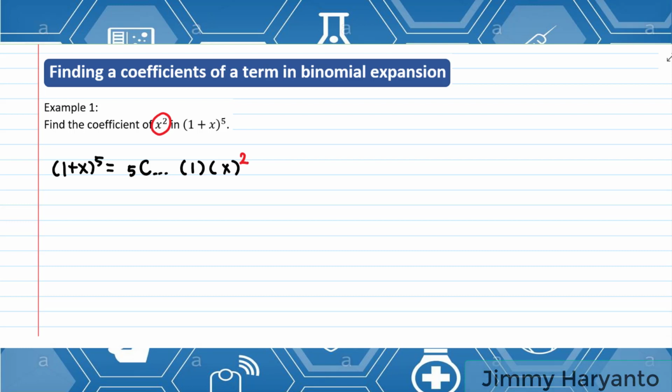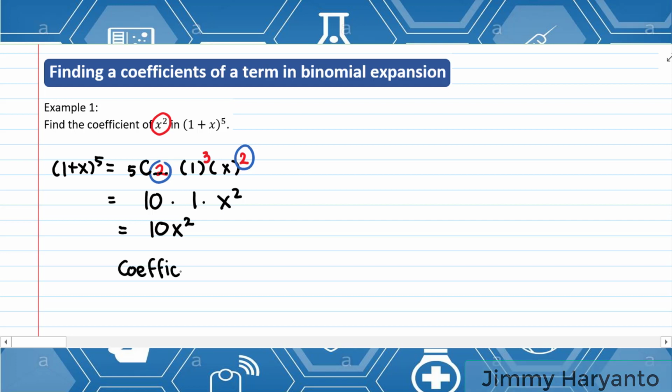Okay, so I can tell that the x power should be 2 and the 1 should be the rest, right? The rest from 5 and 2. 5 minus 2 equals 3. And then after the C, these numbers and these numbers should be the same, so this one will be 2 also. So 5C2 equals 10, 1 cubed equals 1, x squared equals x squared, so the result is 10x squared. So the coefficient of x squared is 10.